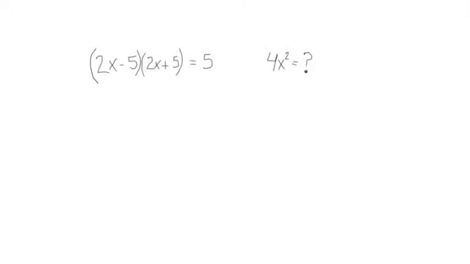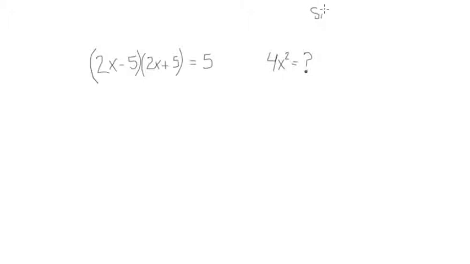Says if 2x minus 5 times 2x plus 5 equals 5, what is the value of 4x squared? So I've written the equation down here and also what the question is actually asking us to find. So the strategy or the category that this question falls under is simplify.